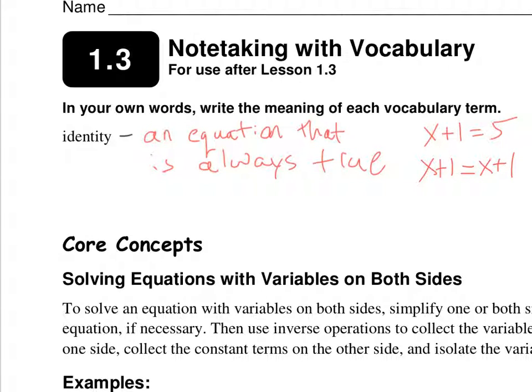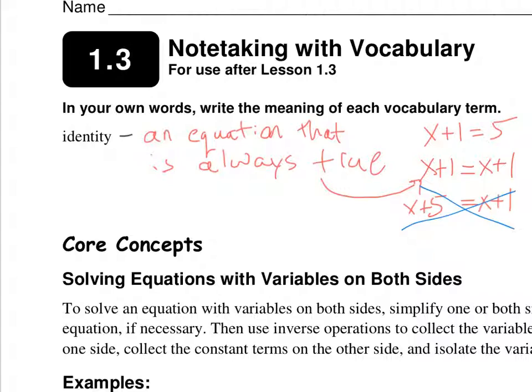So this one here was always true. And then we can take equations like x plus 5 is equal to x plus 1. Well, is that ever going to be true? Is it ever going to be true that 5 more than a number is equal to 1 more than a number? No, that's never going to be true. So this has no solutions.